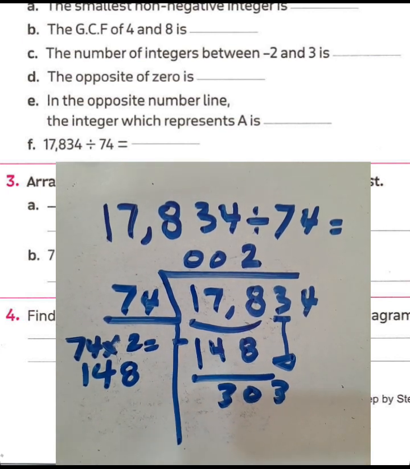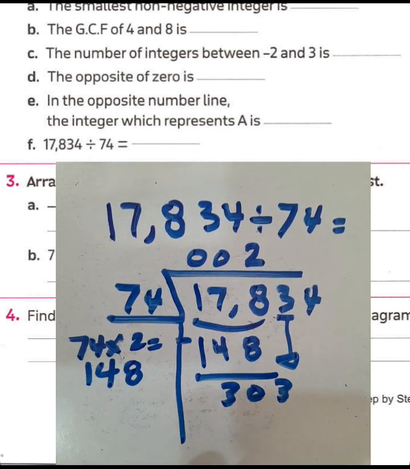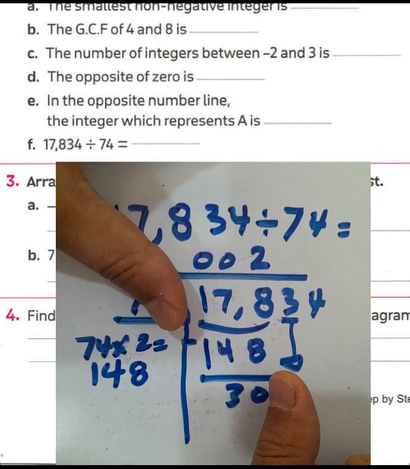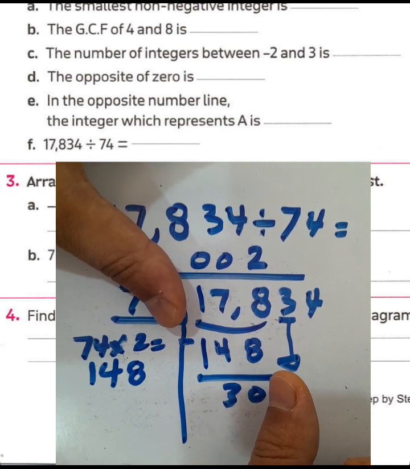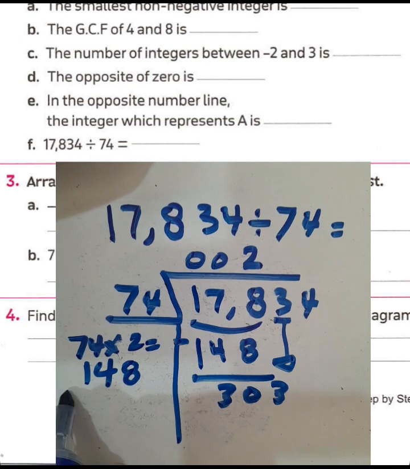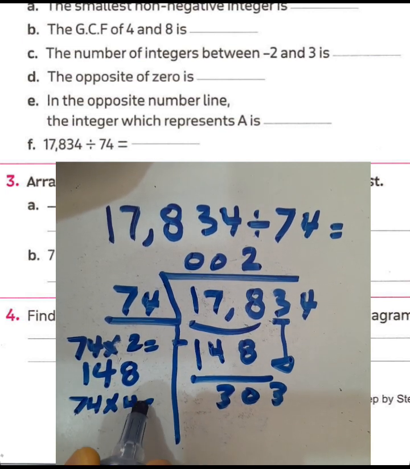Okay, and ask yourself, 303 divided by 74 equals what? We must clear one digit by one digit. 30 divided by 7 equals what? Equals 4. It's nearest because 4 times 7 equals 28. So you can find the result by multiplication of 74 and 4.